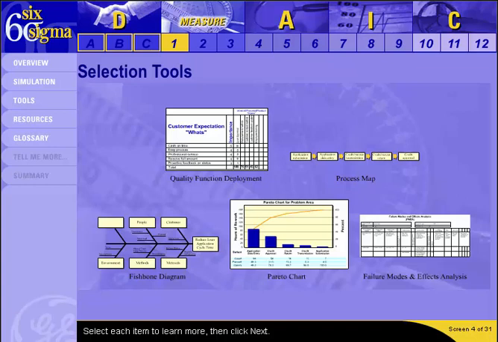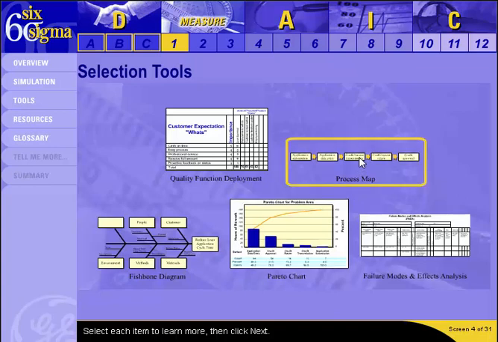Each tool provides a different perspective on the brainstorming process. You will not use every tool for every project. Select each tool to learn more about its purpose and when you might use it.